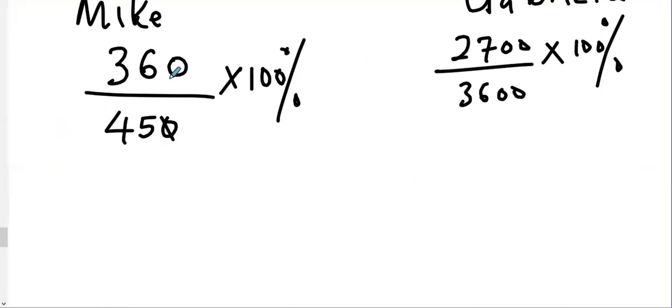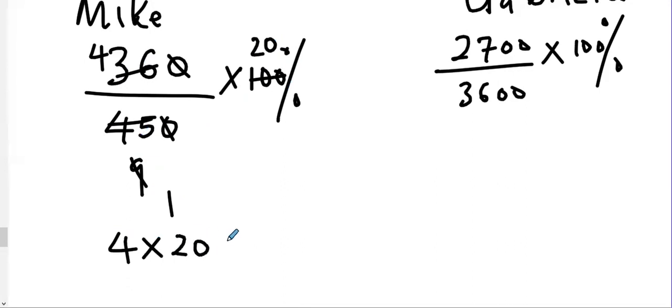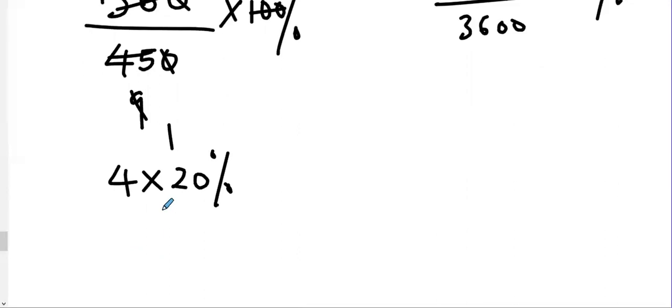So cut this and cut that. By 5, this is 9. And by 5, this is 20. By 9, this is 1. By 9, that is 4. So 4 times 20% will give you 80%. Can you see that?